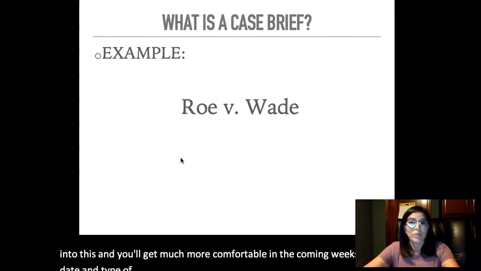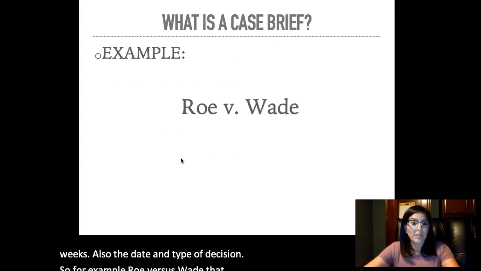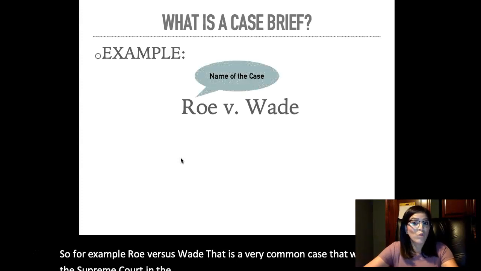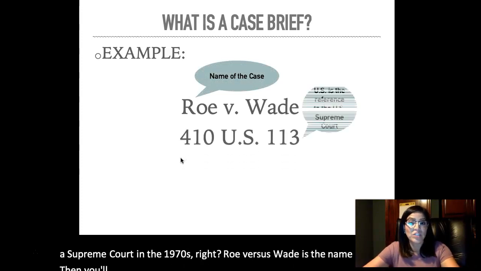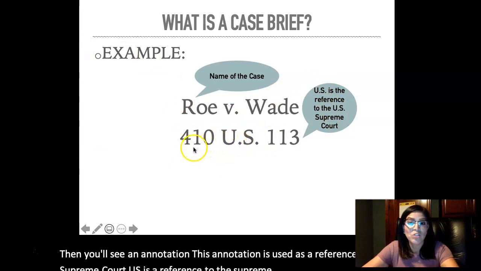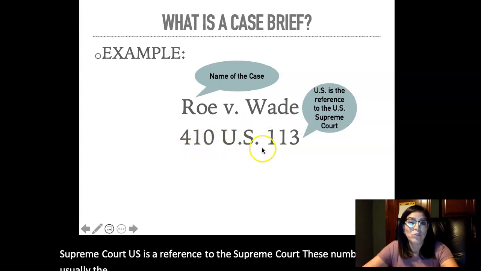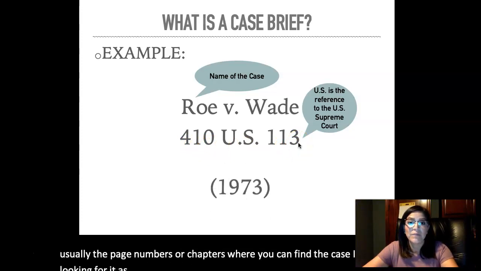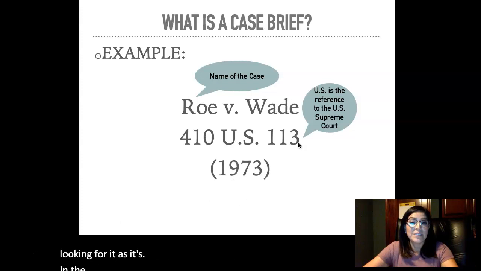So for example, Roe versus Wade, that is a very common case that was ruled in the Supreme Court in the 1970s, right? Roe versus Wade is the name of the case. Then you'll see an annotation. This annotation is used as a reference to the Supreme Court. US is a reference to the Supreme Court. These numbers are usually the page numbers or chapters where you can find the case if you're looking for it, as it's in the library. And then the date, which is 1973. That's when the decision was made.